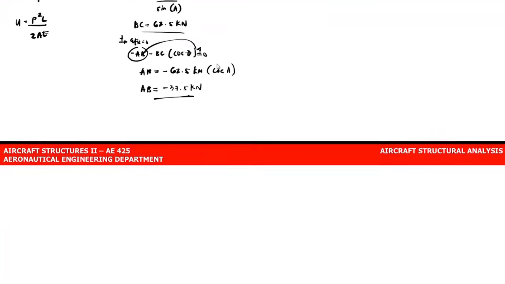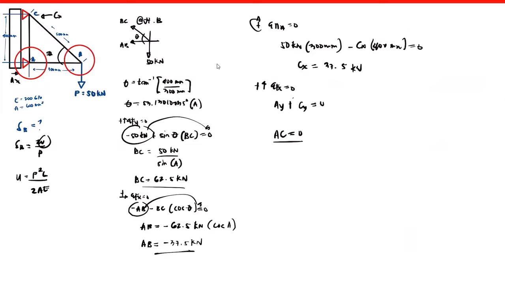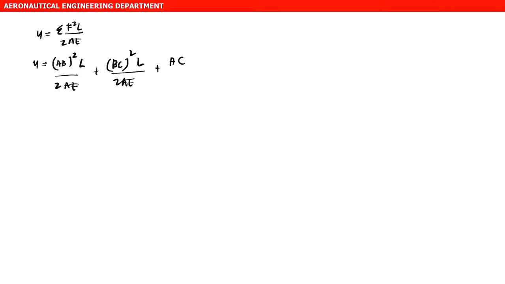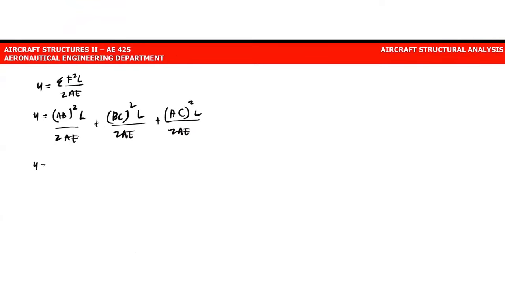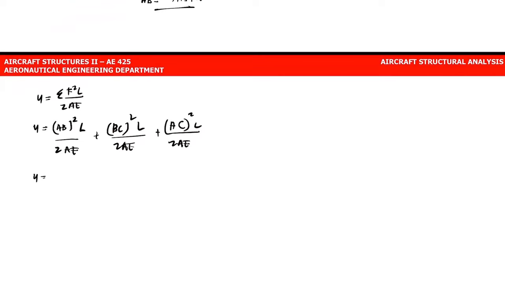Okay? So dito, kukunin natin yung summation ng ating strain energy. So that is U is equal to summation F squared L over 2AE. Tama? Okay. So kung isusulat natin yan, strain energy is equal to ating element AB squared L over 2AE plus BC squared L over 2AE and plus AC squared L over 2AE. Okay? Meron tayong AB, BC, and AC. So, U is equal to AB. Anong value ng AB natin? Negative 37.5 kilonewton.